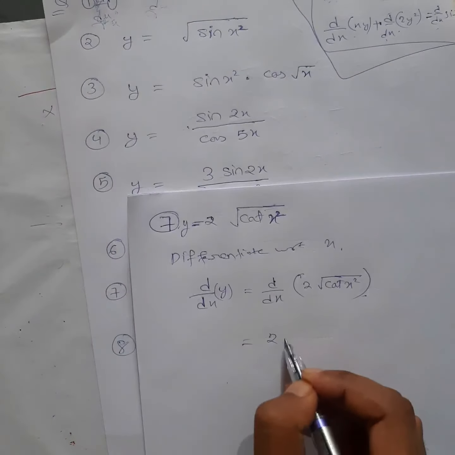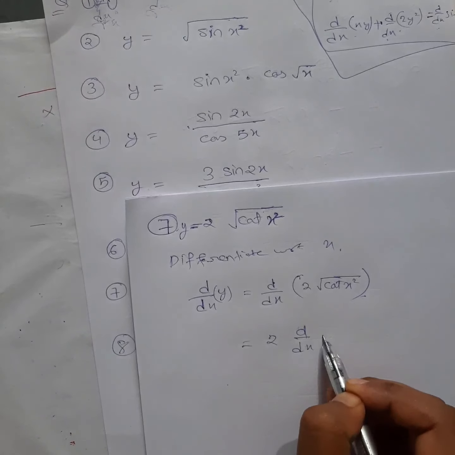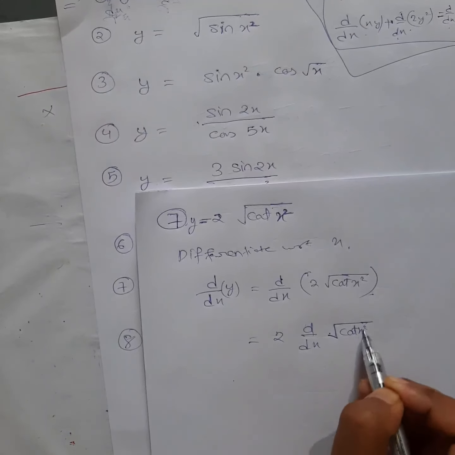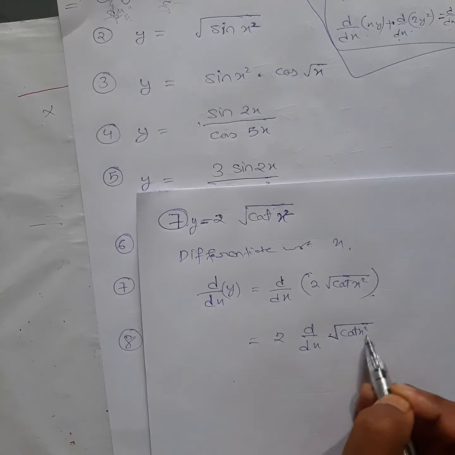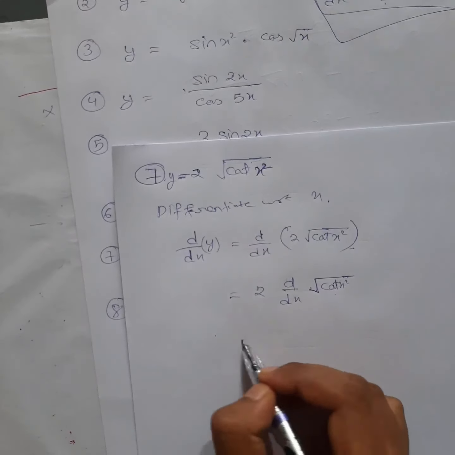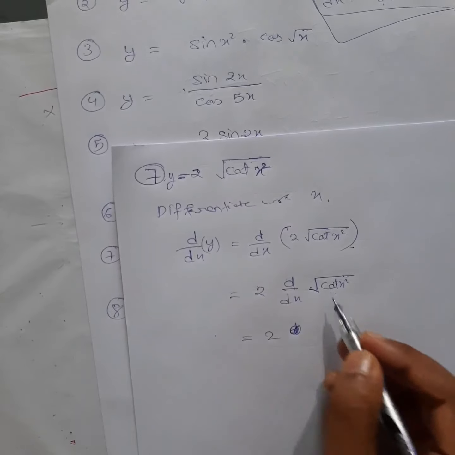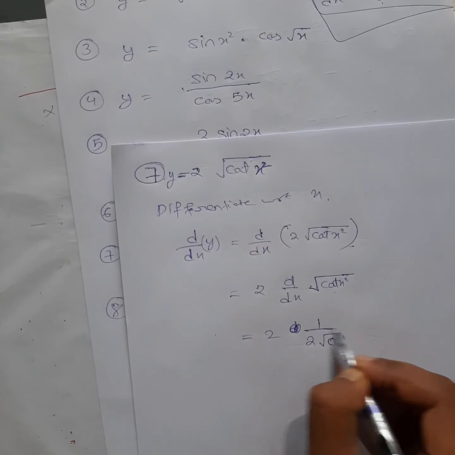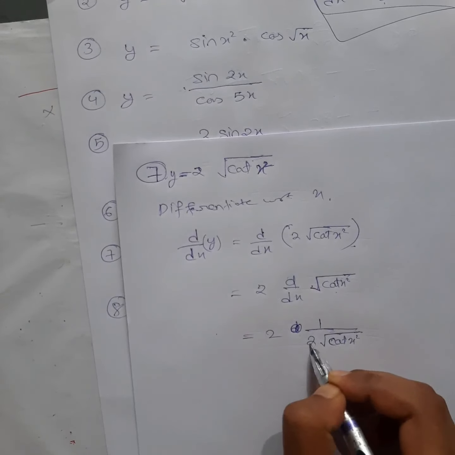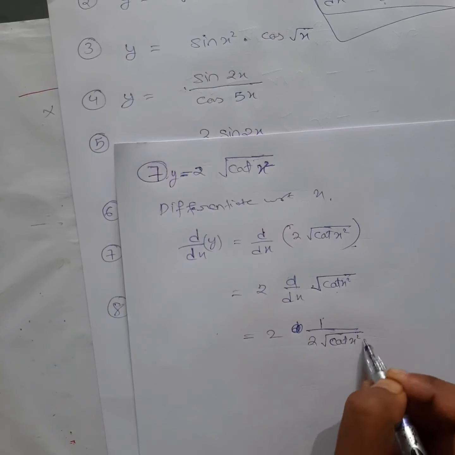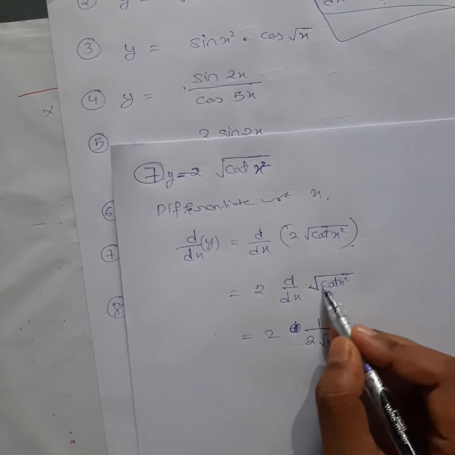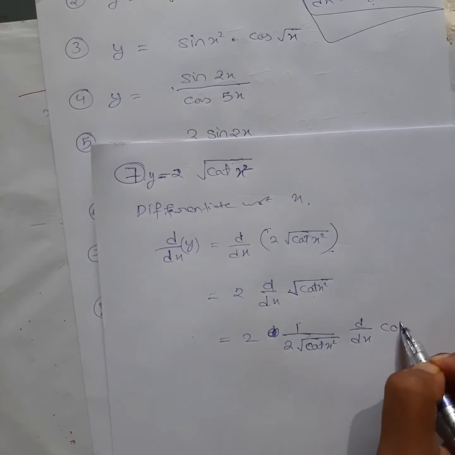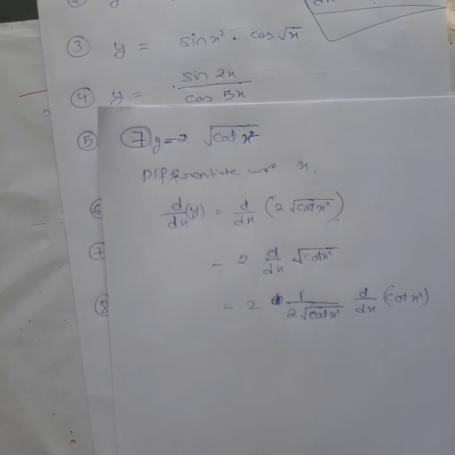The constant will come out, so d/dx of root cot x squared. It is of the form root x, but in place of x you can see something else is there, so you have to differentiate that again. For 2 root x, what was the differentiation? It was 1 by 2 root x, right? So in place of x, cot x squared is there. Since cot x squared is there, you have to differentiate again, chain rule, right? So this one we have to differentiate again.